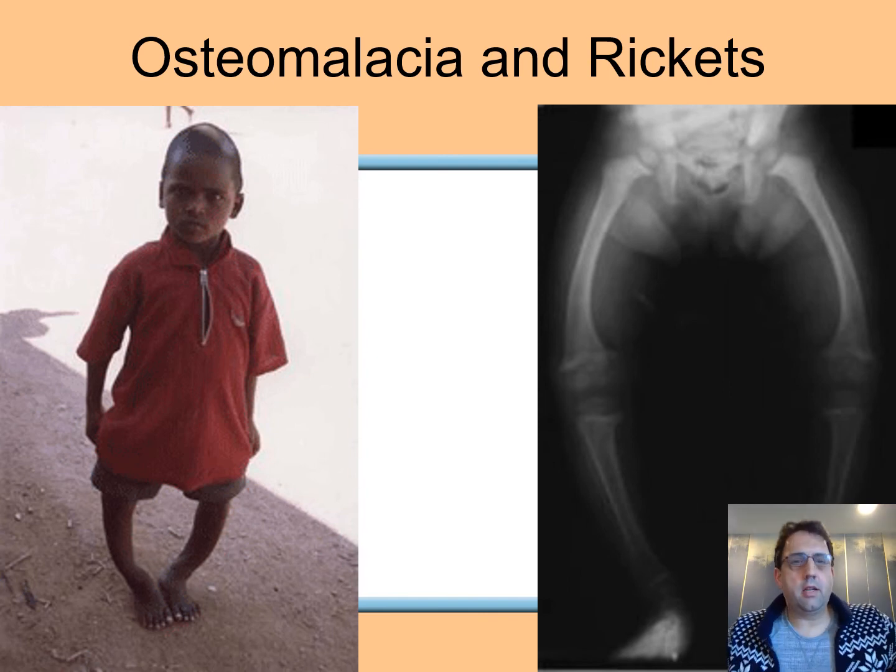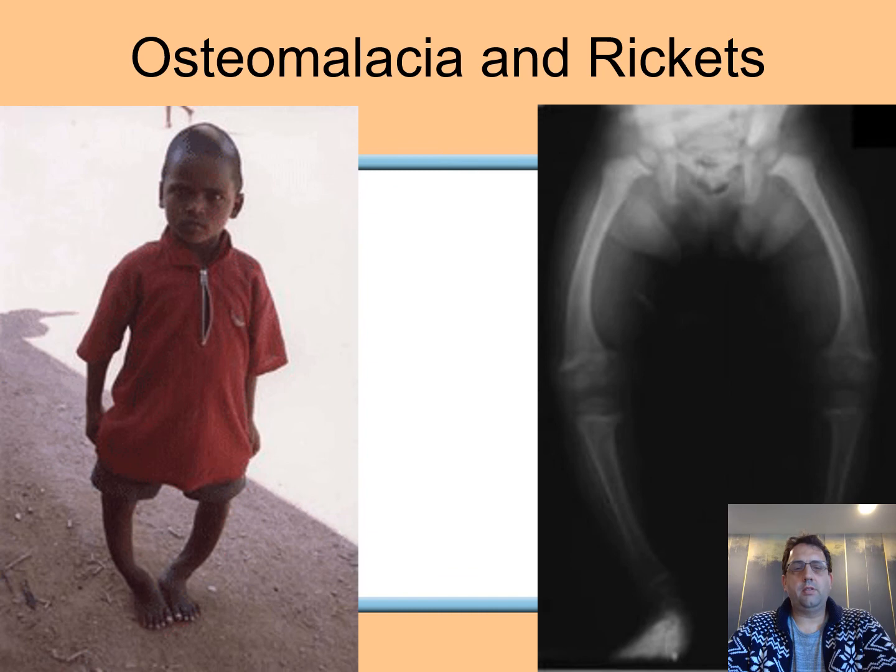Osteomalacia and rickets. Malacia, remember, means softening, and osteo is bone. So this is bone softening. It's due to a lack of vitamin D in the diet. Vitamin D is necessary to absorb and to metabolize calcium. And if you don't have enough vitamin D in your system, you can't put enough calcium in your bones, so you get really, really soft bones. It is called osteomalacia when it happens in an adult. It is called rickets when it happens in a child.